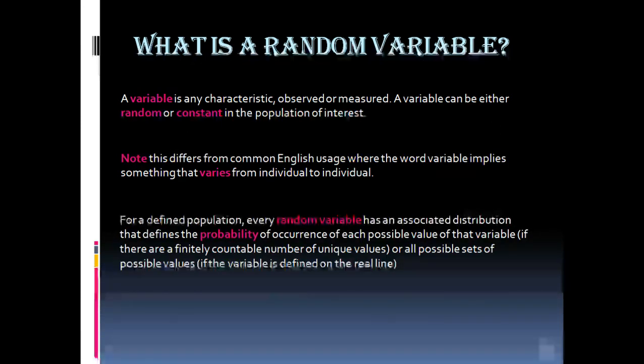For a defined population, every random variable has an associated distribution that defines the probability of occurrence of each possible value of that variable. If there are a finitely countable number of unique values, or all possible sets of possible values if the variable is defined on the real line.